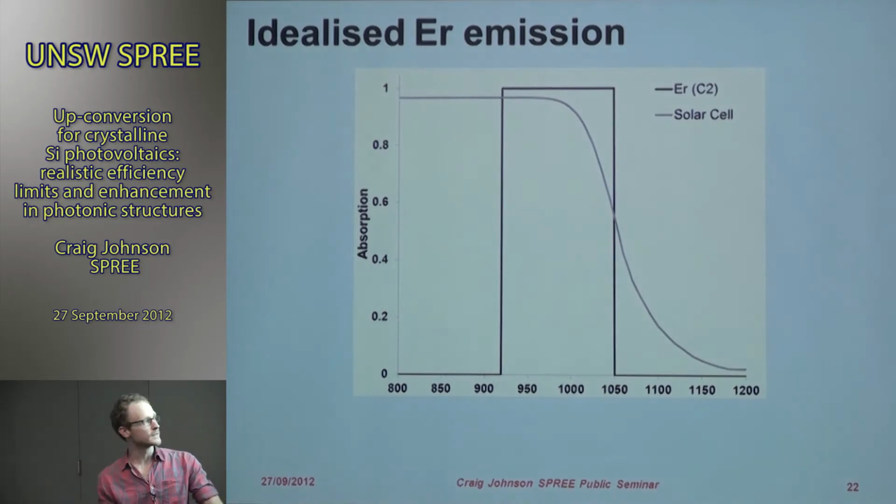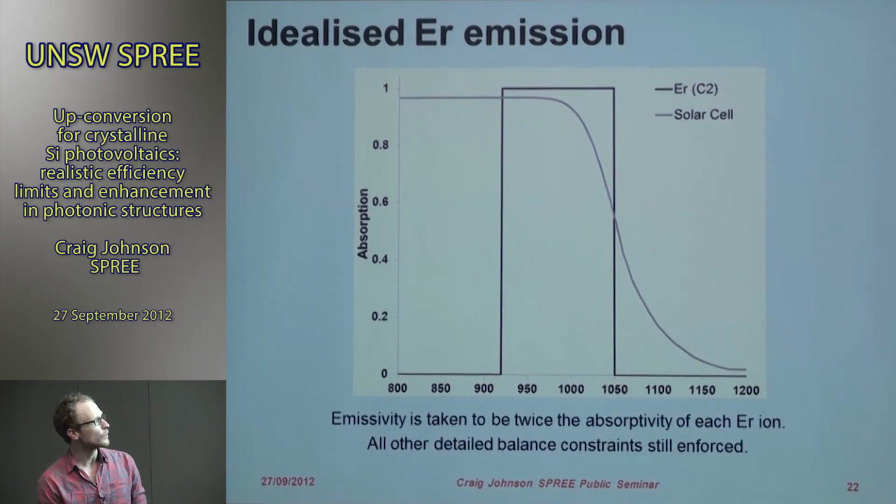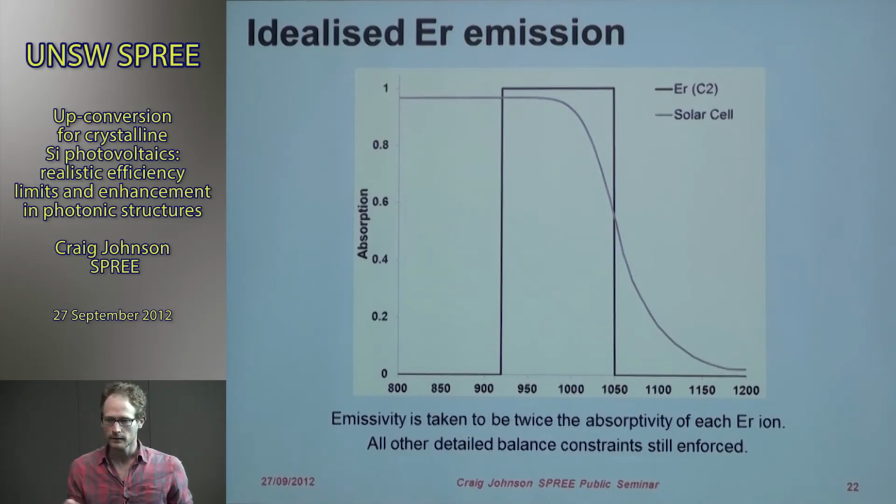And the other thing you have to take into account is idealized erbium emission. It's also a narrowband emission line stretching from about 930 to 1050. And I just assumed that the emissivity is linked to the absorptivity. So if the erbium absorbs well, then it emits identically. So for absorption of 1, that means that every photon in the sub-band gap region was also absorbed. In the model, all the other detailed balance constraints are enforced. There's no other difference.